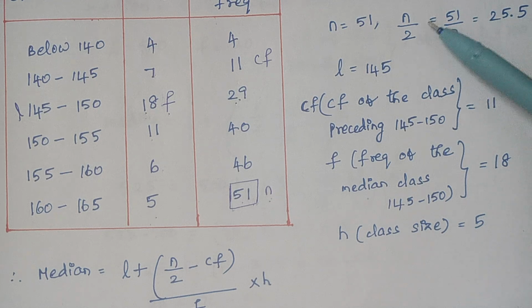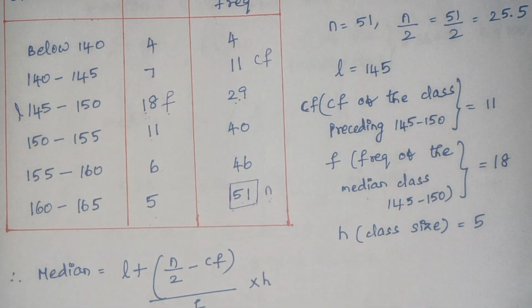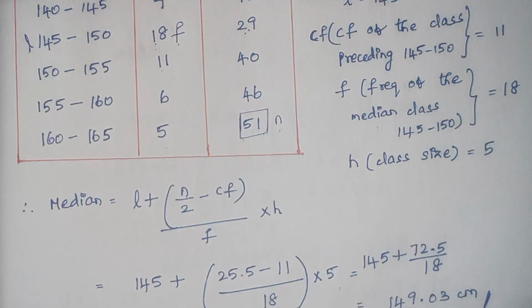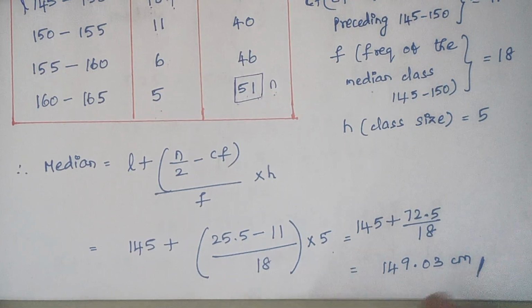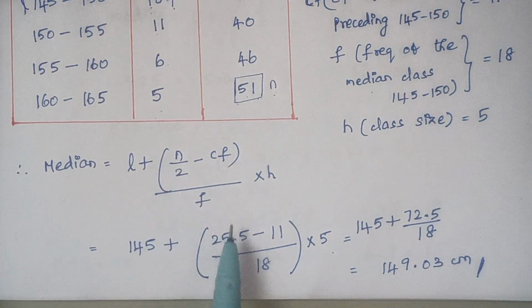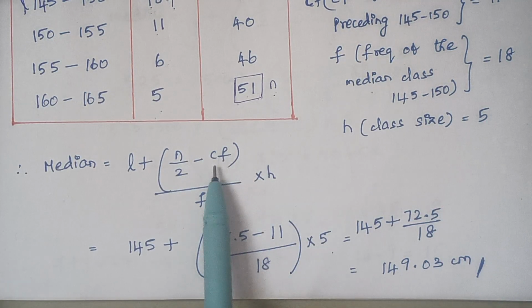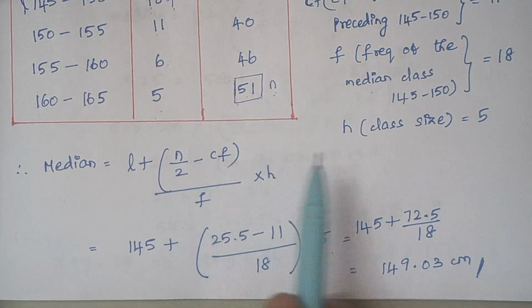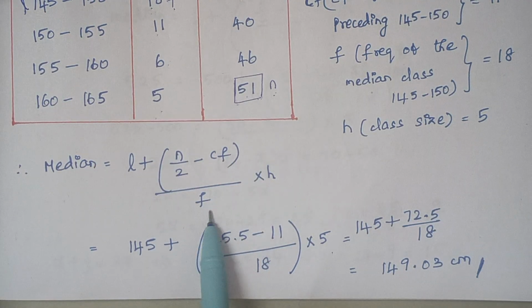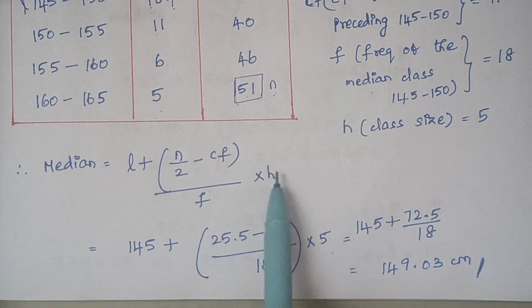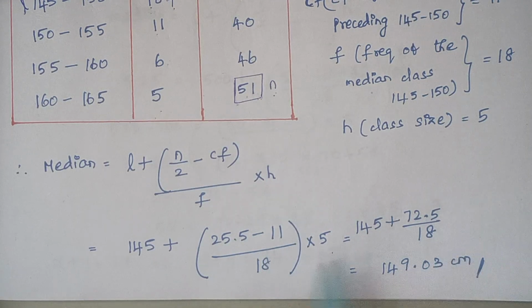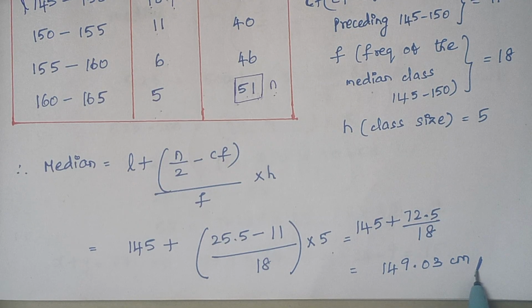Just write down all the parameters we have found. Now we are going to substitute these values. So L is 145 and n is 51. So 51 by 2 gives you 25.5. And the cumulative frequency value is 11. F is nothing but 18. H is 5. So just substitute it over here. And finally, we end up with the answer as 149.03 centimeters.